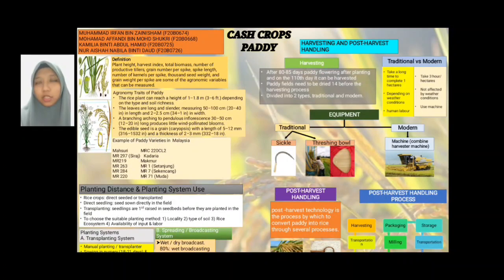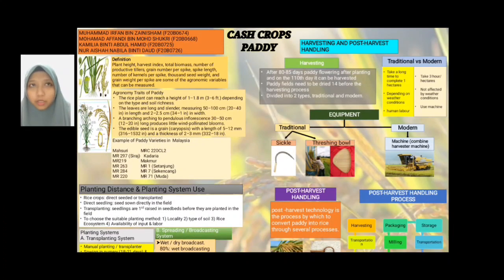Okay, the definition of agronomic traits: plant height, harvest index, total biomass, number of productive tillers, grain number per spike, spike length, number of kernels per spike, 1000 seed weight and grain weight per spike are some of the agronomic traits that can be measured.